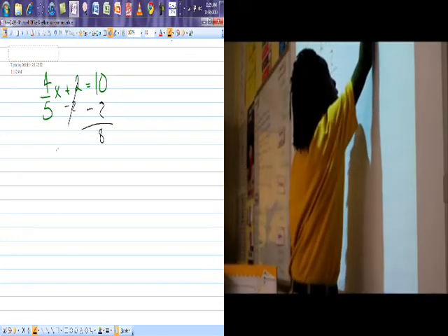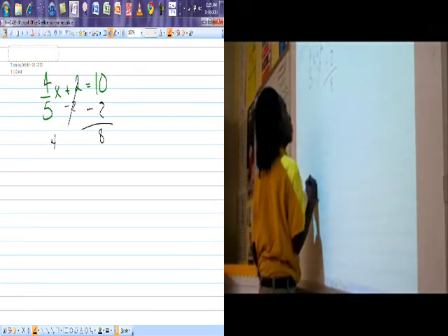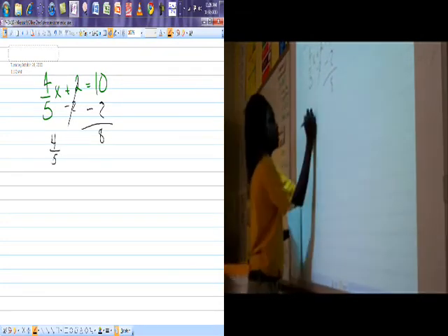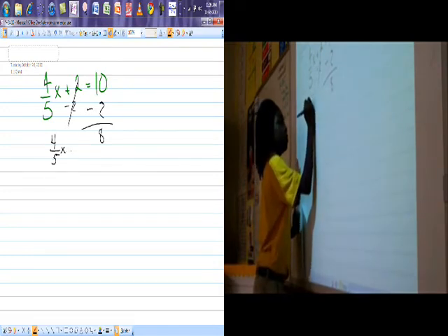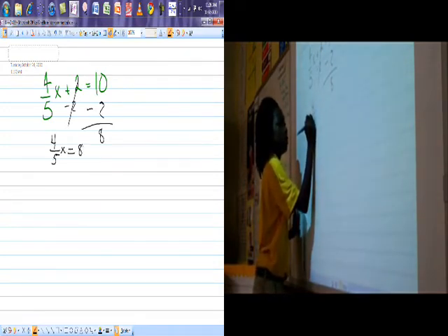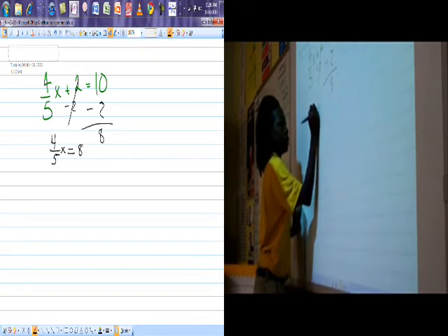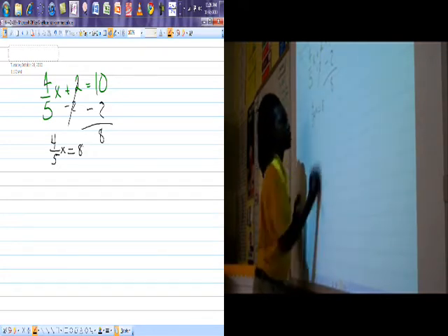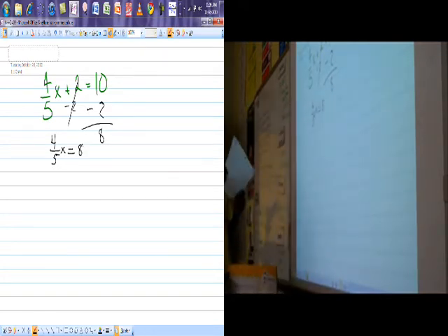He put 8. That's not correct. You get 32 over 5. You can't simplify that. So your answer is 5. Your answer can be right.